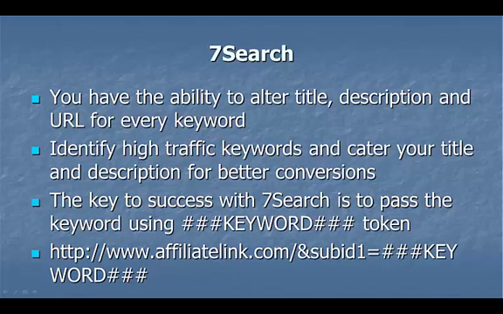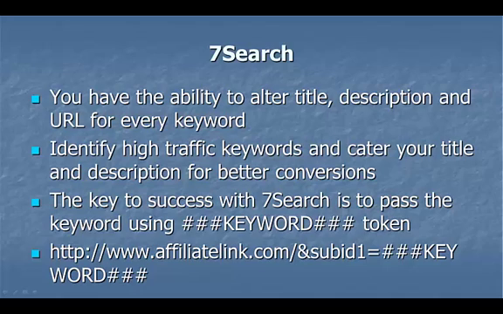Okay. With 7Search, you do have the ability to alter the title, description, and URL for every single keyword. There's no such thing as ad groups in 7Search, but if you go right down to the keyword level, you can create very specific titles or headlines for the keywords, write a very descriptive description for that particular keyword, and even in some cases create an entirely different destination URL for that keyword within that particular campaign. I highly recommend that you use that feature in order to better target your ads to that keyword and convert that prospect into a CPA lead.